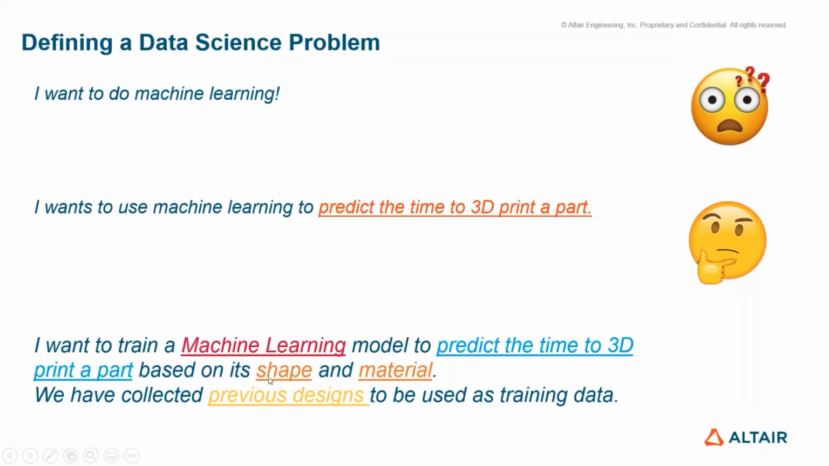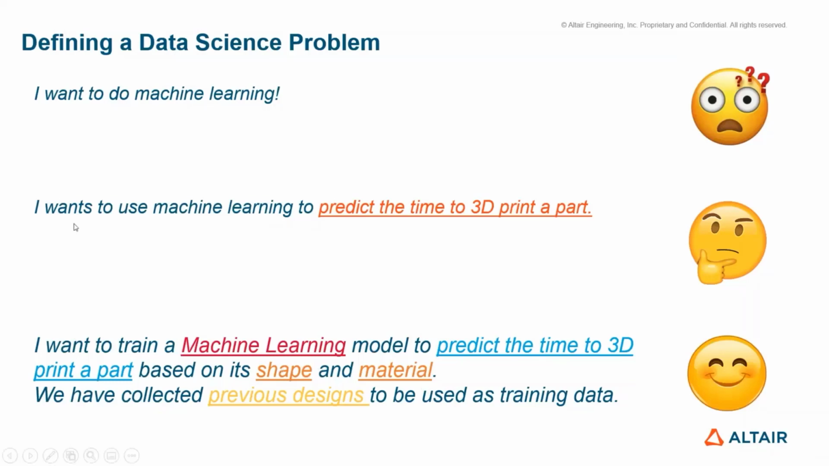Now, if based on the shape and material you have to predict it, then what data do I have? Without data, as I said, we cannot build a predictive model. So we have collected previous designs. Let's suppose in the past I have 3D printed a lot of parts, and I have noted down their shape parameters, their material parameters, and how much time it took. Then, taking that data, I can build a machine learning model.